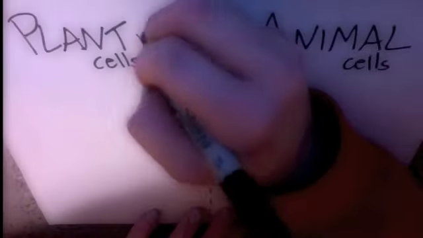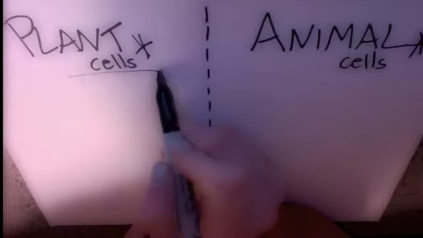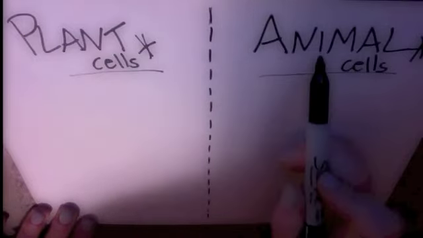Talk about cells, specifically plant cells and animal cells. Of course, plant cells are cells found within any plant. Animal cells are any cell found within an animal, such as, well, us. First, let's take a look at the shape of both plant cells and animal cells.